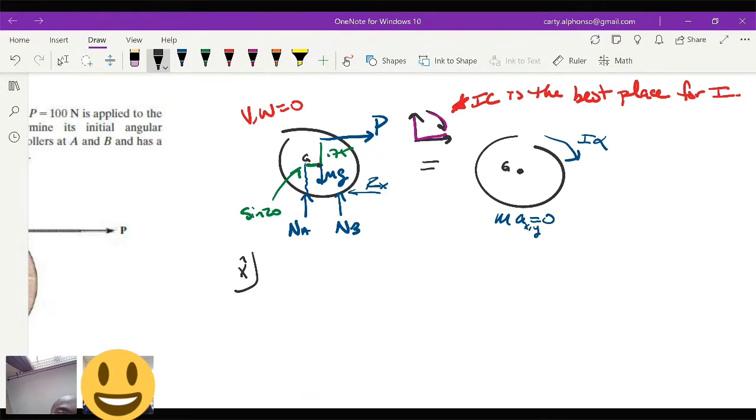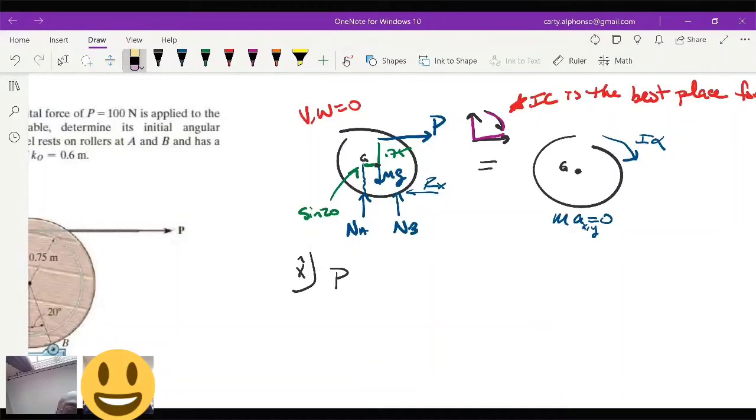All right. So let's see. We got positive X. We got our P, which we know is 100. Then we have negative Rx. So now we know the reaction has to be 100, but it's got to be negative because it's backward, right? So that's that.